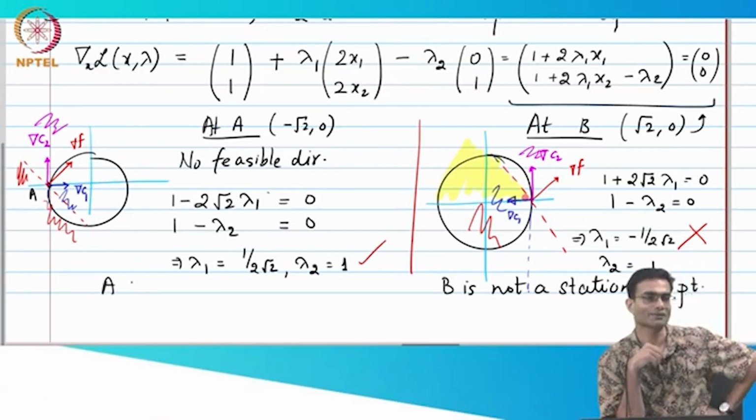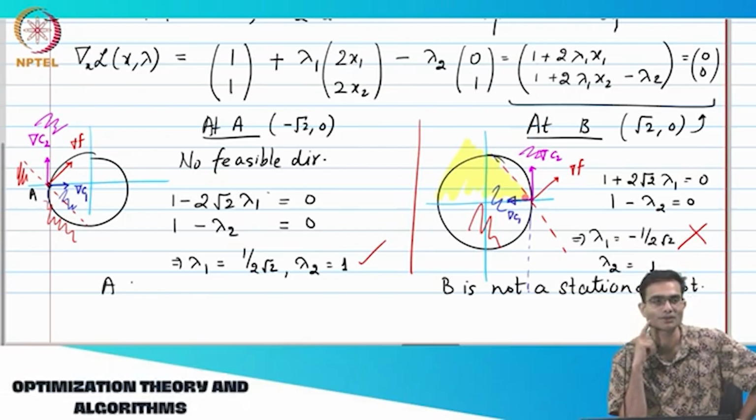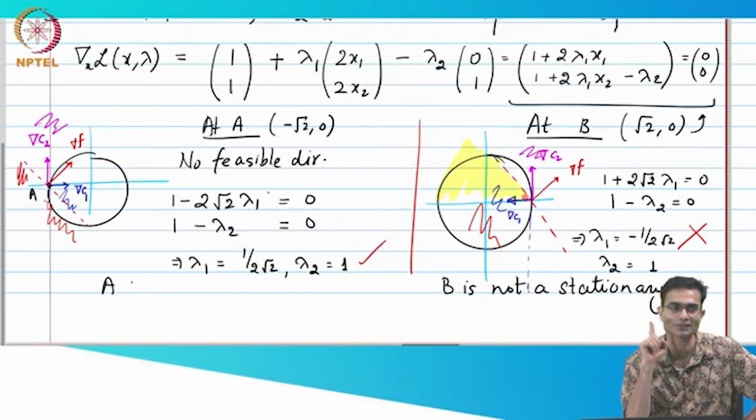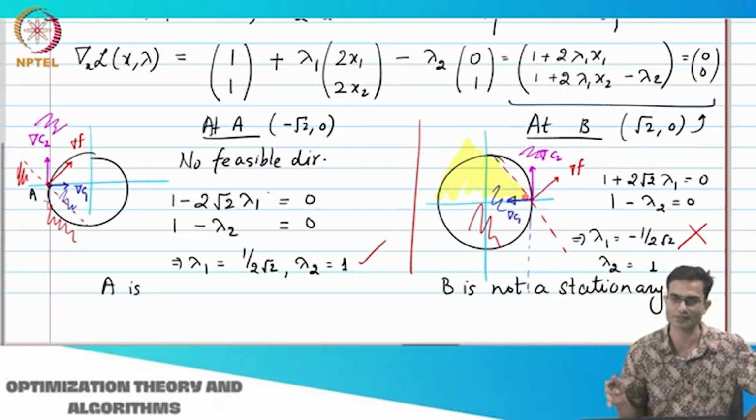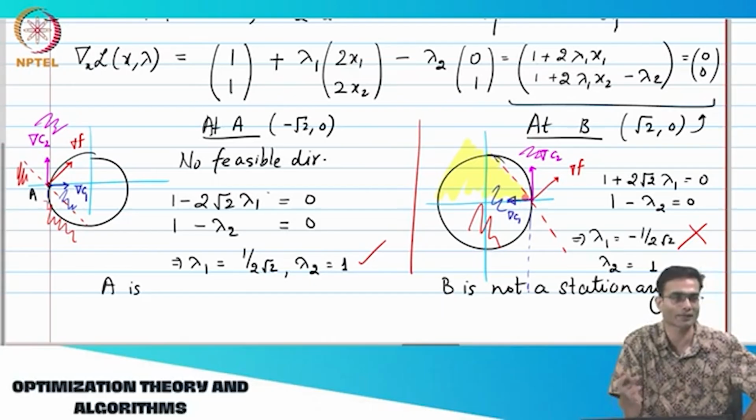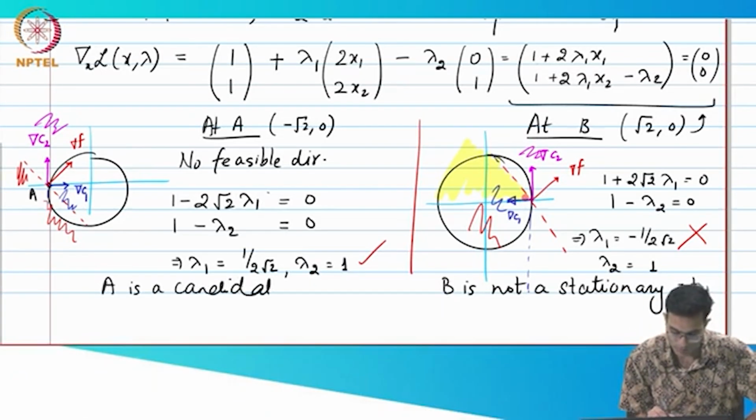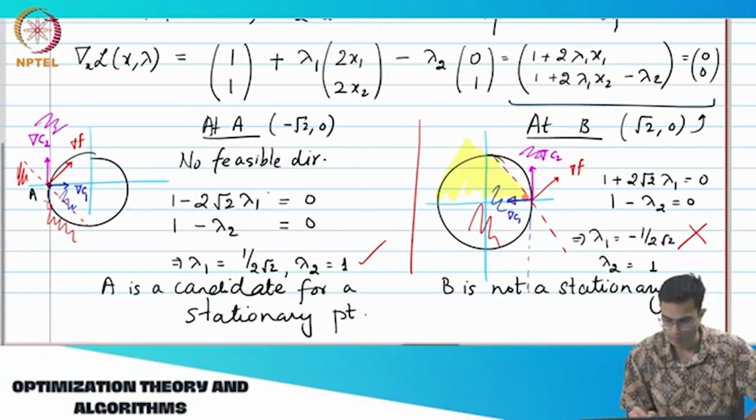So what should I say? Should I say A is a stationary point? Strictly speaking, can I say A is a stationary point? If I were being very, very pedantic, I should actually say it is a candidate. This problem is very simple. I know A is the stationary point. That's because I drew it and calculated it explicitly. But I should say A is a candidate for a minima, right? This is nothing fancy.